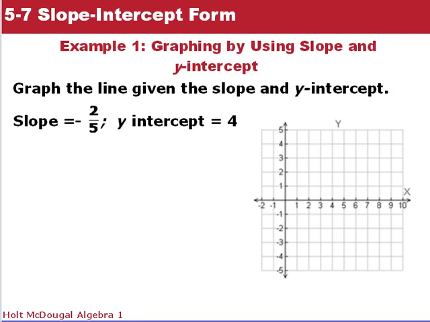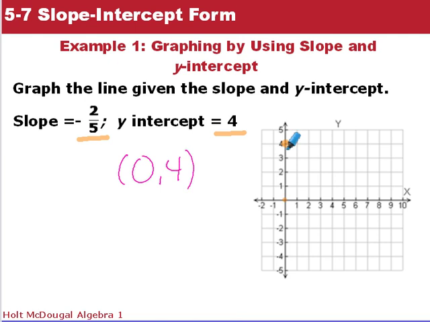So in this example, we want to graph the line given the slope and the y-intercept. So our slope is -2/5. And our y-intercept is 4. Keep in mind our y-intercept is a point. It's the point when x is 0, y is 4. So that's the first point we plot. So x is 0, y is 4, and we put that point there.